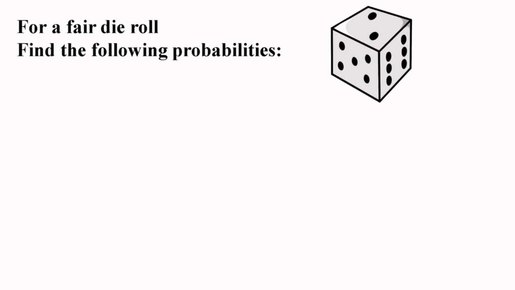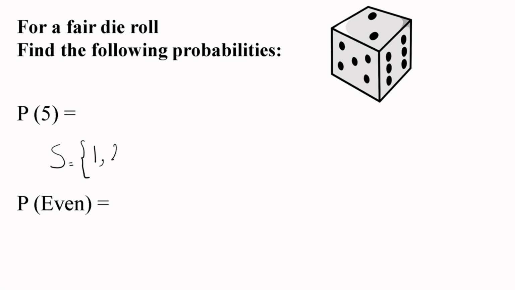Here we have a die and we are gonna roll that die. We want to find the following probabilities. The first one is probability of getting 5. The first thing that we need to do is writing the sample space. What does it mean, sample space? Sample space is a set of all the possible outcomes. When we roll a die, the possible outcomes are going to be 1, 2, 3, 4, 5, and finally 6.